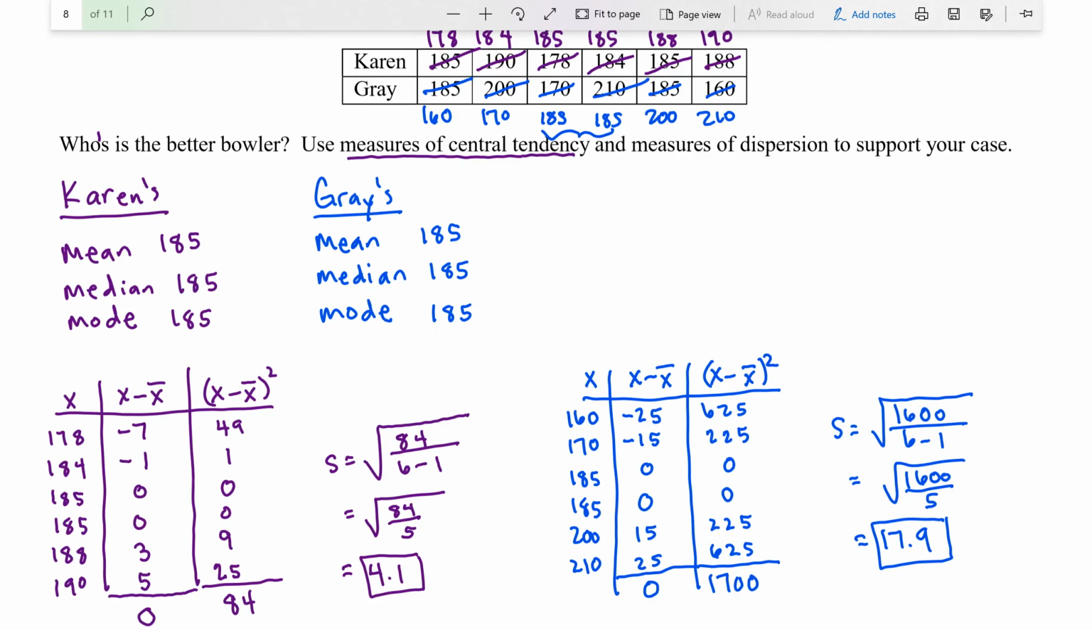So finally, we can see a difference between these two data sets. Both data sets have the same measures of central tendency, that's mean, median, and mode. However, they have different standard deviations. Karen's data set has a much smaller standard deviation, whereas Gray's is more dispersed with a larger standard deviation. So to answer the question, who's the better bowler, we should probably go with Karen. Karen, at least, is the most consistent bowler.